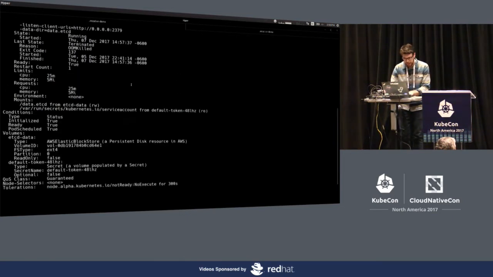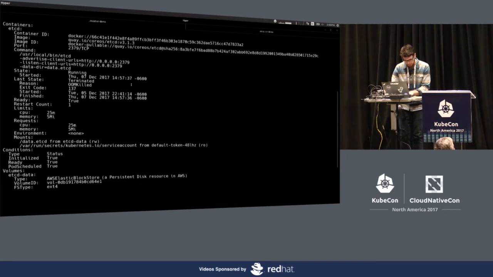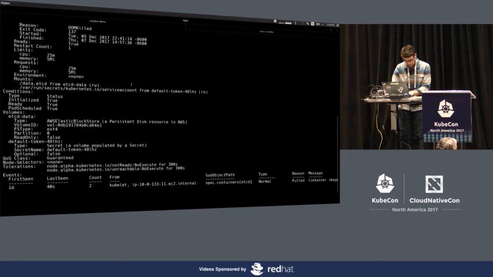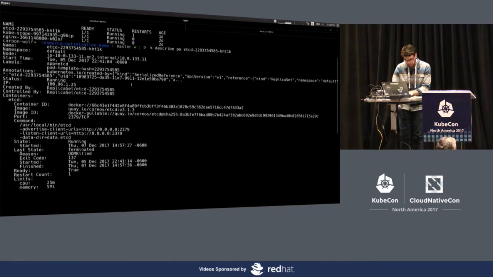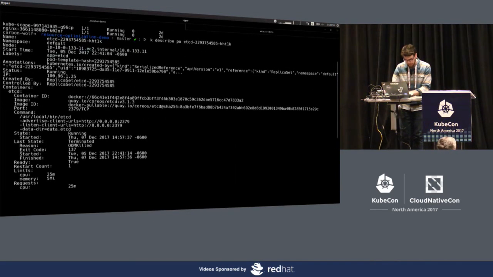And I take a look at the, where is it? The last state. So you can see the last terminated state here. And you can see that the reason was that we actually got OOM killed. So we can see that we ran out of memory in this case.